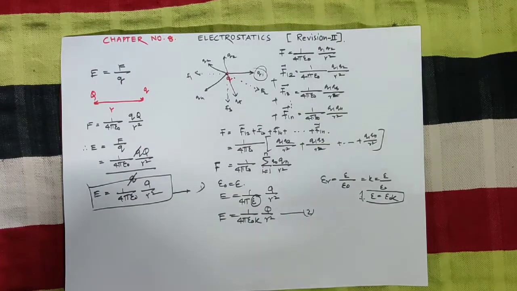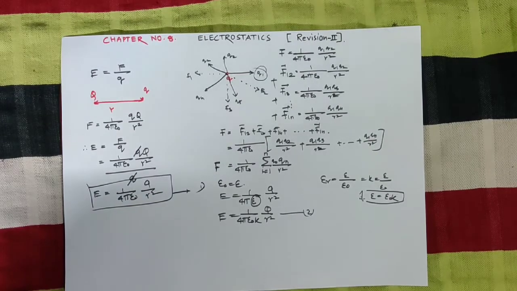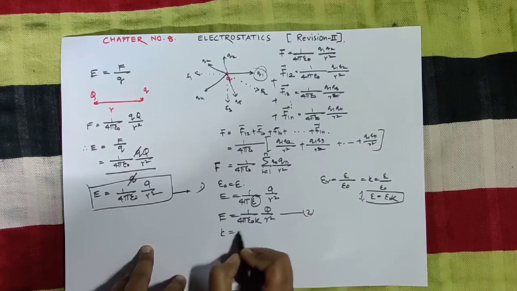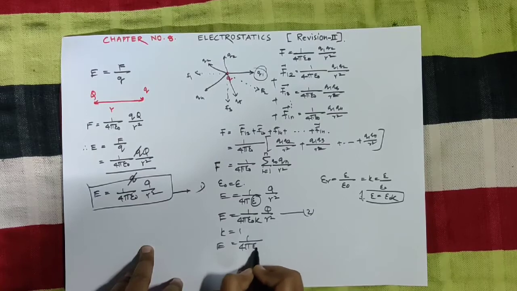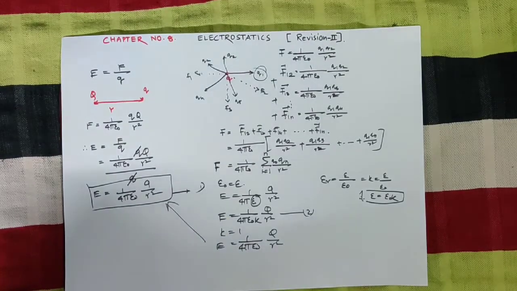The earlier equation is related to the case when the medium is vacuum. In the second case, if the medium is rarer, the value of K is 1, and again E is given by 1 upon 4 pi epsilon naught Q upon r square, same as the previous equation. So these are the different cases of electric field intensity.